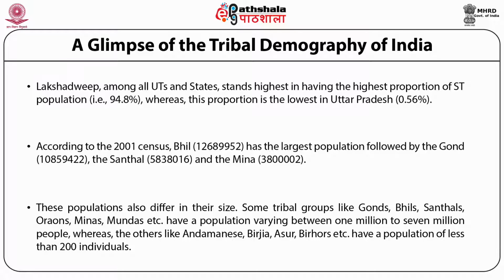Some tribal groups like Gond, Bhil, Santhal, Oraon, Meena, Munda, etc. have a population varying between 1 million to 7 million people, whereas others like Andamanese, Sentinelese, Birhor, etc. have a population of less than 200 individuals.